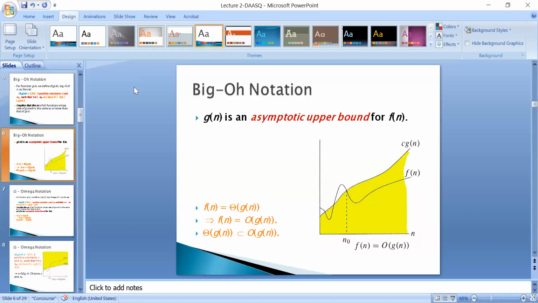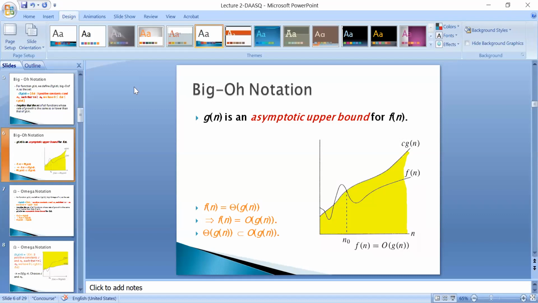So if you tell me that f(n) is O of g(n), that means f(n) is less than or equal to g(n). Less than means the rate of growth of f(n) is less than the rate of growth of g(n). So if you see the two graphs, the line of f(n) lies below g(n). So f(n) grows, definitely it grows, but it grows at a slower rate than g(n).